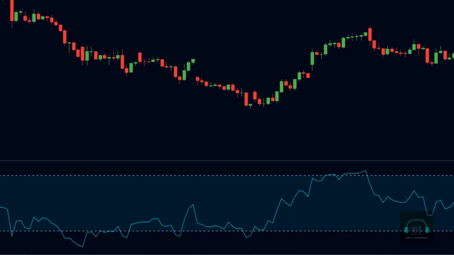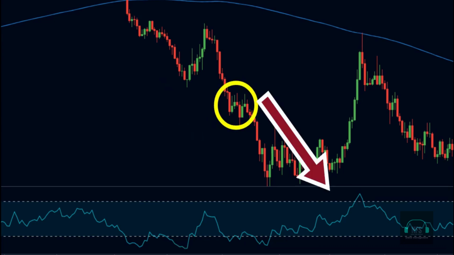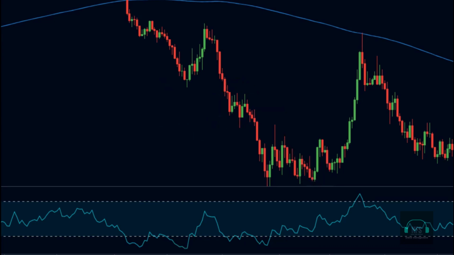Divergences alone are useless. There can be many fake divergences. For example, in this chart we can clearly see that the price has made a lower low, but the RSI made a higher low. This is a bullish divergence. Many people might have bought here, but after a little pause, the prices continued to sell off. So, how do we avoid getting trapped in these trades?